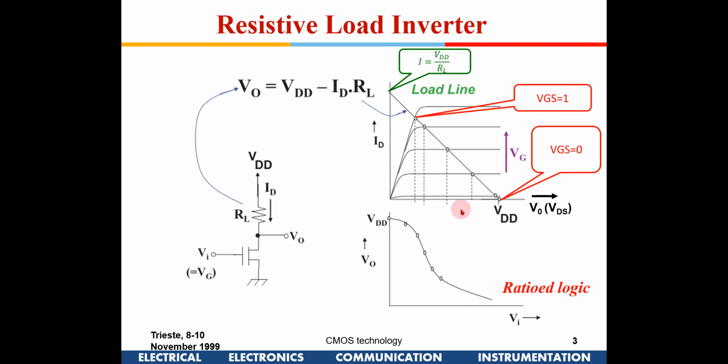Now seeing this graph, can anybody say how to reduce VOL further to bring it as close to 0? What can be done? Anybody? It's simple. By changing RL, you can control the slope of the load line. Rightly brought out. To be more specific, if I increase RL, will it come close to 0? Yes, sir. VDD minus ID RL, so with RL increased, it will come down. So what happens to this curve? If I increase RL, this will come slightly lower, right?